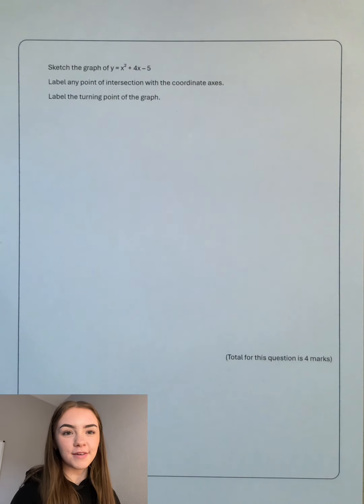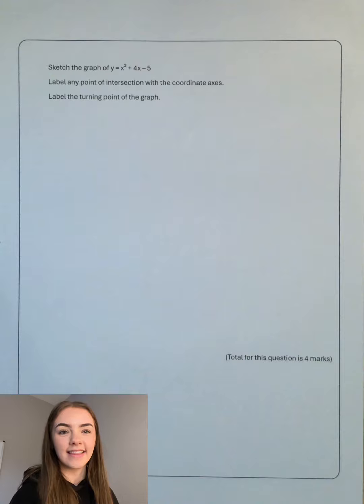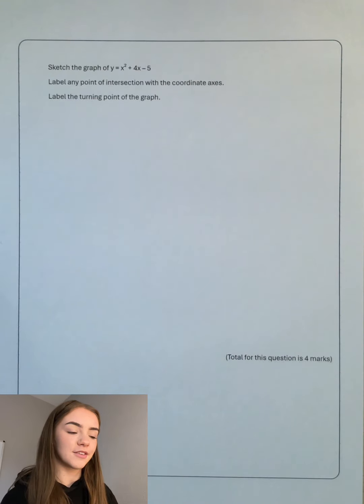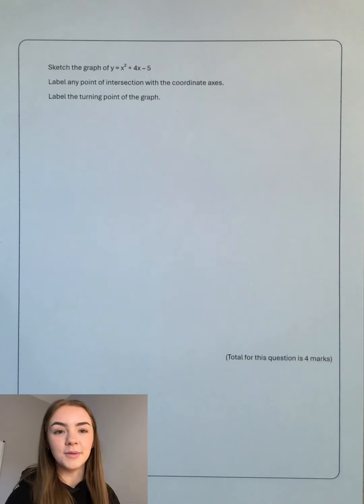Pause the video, have a go at this question, and then we'll have a look at it together. Sketch the graph of y equals x squared plus 4x minus 5. Label any points of intersection with the coordinate axes and label the turning point of the graph.